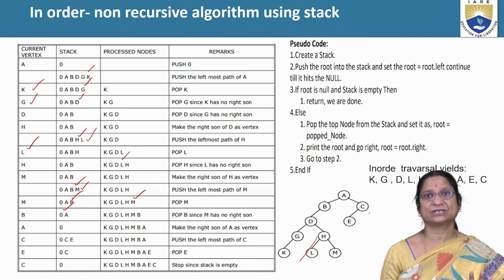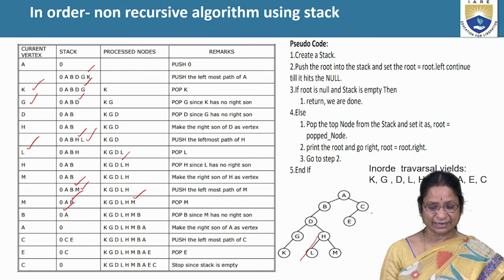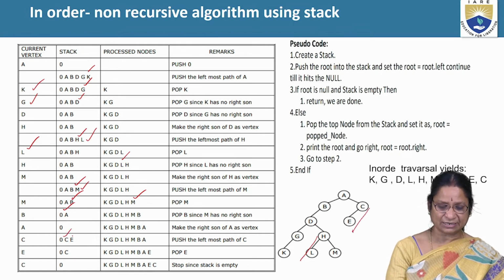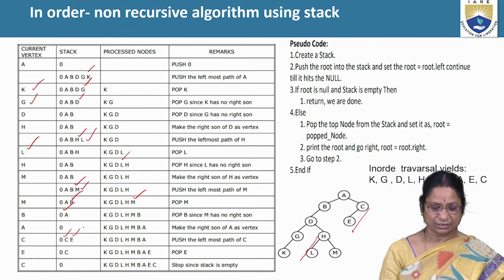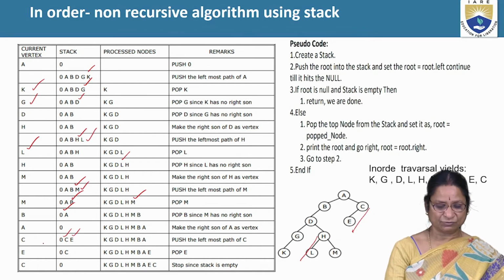A is having a right child. If it is having a right child, we have to push till the leftmost path. So that's why C and E are going to be pushed. Then a null pointer occurs. Then again we will start popping.